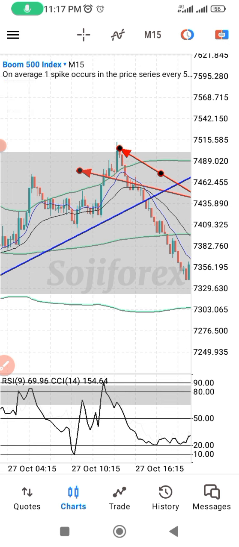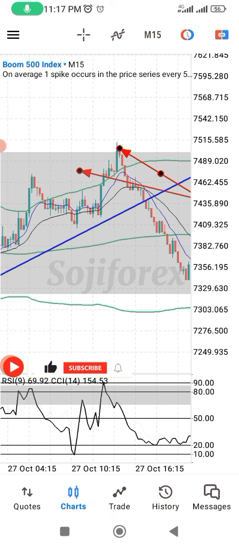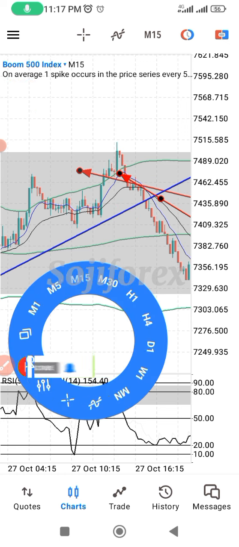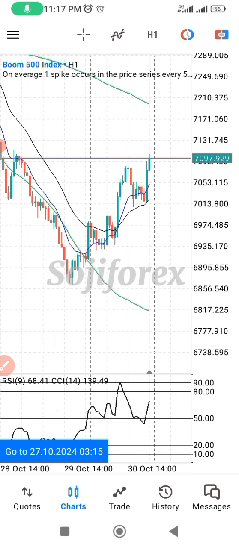This is simple. You can see this, and then you can see this. So this is how perfect it works. You can see this alignment. So this shows us that this is an exhaustion point. That is the highest level of pullback, which you can take advantage of at any point in time.